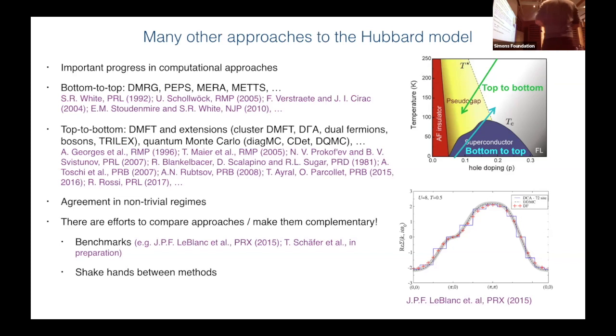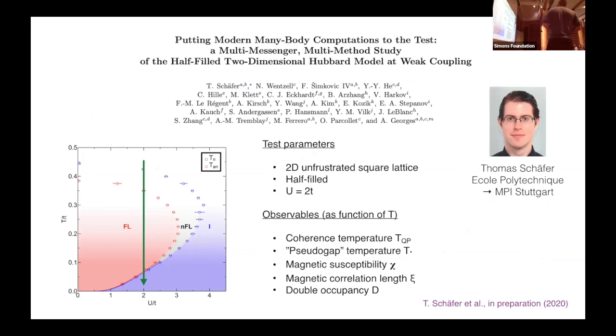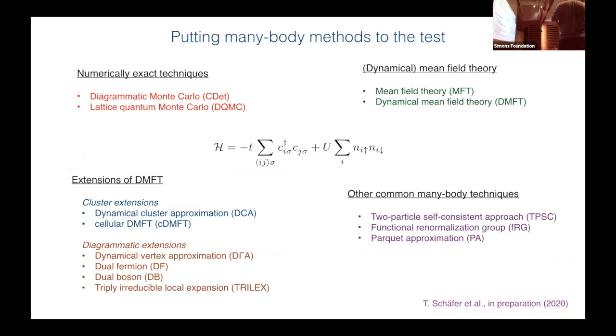There were some examples, this nice work of James LeBlanc and many others. And there's another effort which is starting just now, led by Thomas Schaefer, who's here, where we really go look at the Hubbard model at U=2 and investigate how things change as a function of temperature, looking at a whole set of methods. This is just to give you an idea.